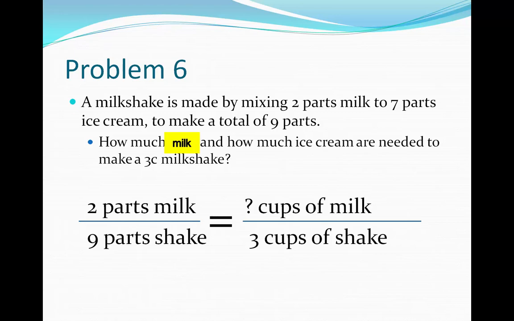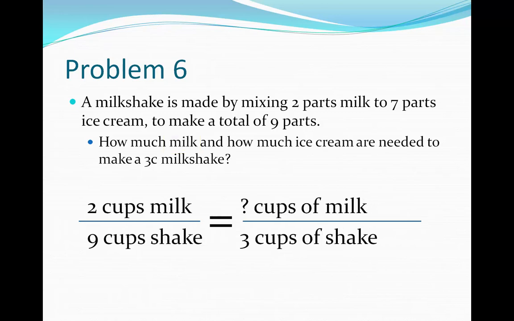So since our parts are of equal size, I'm going to say that 2 cups of milk are related to 9 cups of shake to make things easy on myself. So now I just have to determine that if 2 cups of milk are related to 9 cups of shake in this recipe, how do I get from 9 cups of shake to 3 cups of shake?